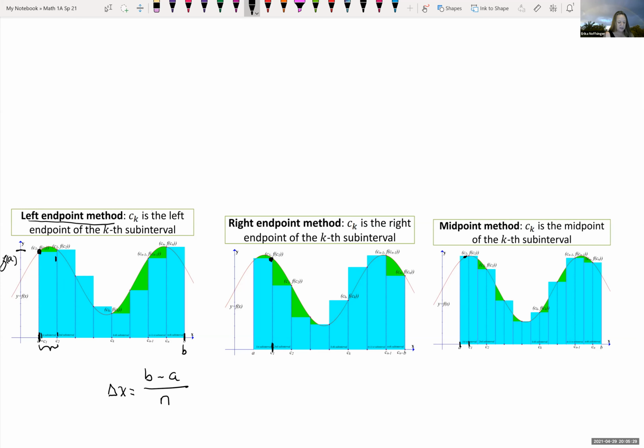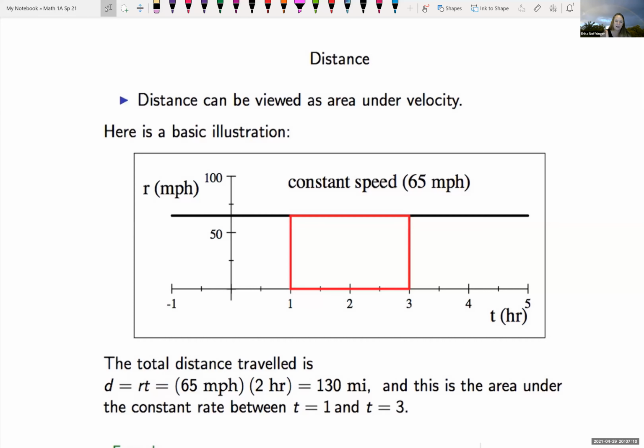Okay, so we did a couple of examples of those. And now let's look at a couple of ways that we can use this with speed and with average values. So let's look at the following example. So we're looking at distance.